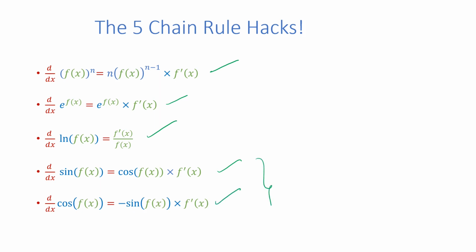So a quick hack for that as well. If you write this out, anytime you derive, you go downwards. So for example, when you're deriving sine, its derivative becomes cos of something. And anytime you're deriving cos, its derivative becomes negative sine of something.